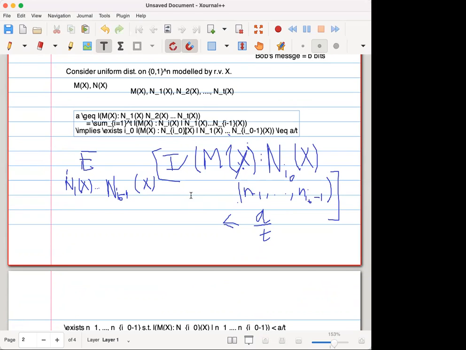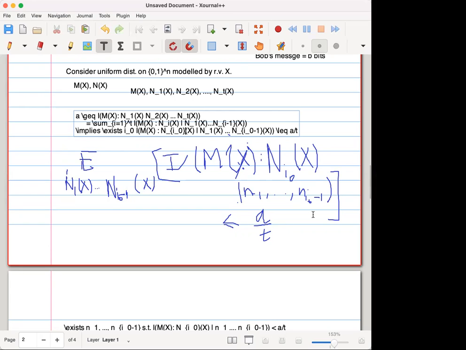And then comes the crucial part of the argument. So this conditional mutual information, we'll just treat it as an expectation. So this is an expectation over instances of the first i minus 1 messages of Bob, which I'm calling n1, n2, up to n(i minus 1), of the mutual information between m and n i0, conditioned on the prefix of messages being fixed to this bit string. And this is the same as the conditional mutual information, so it's less than a by t.